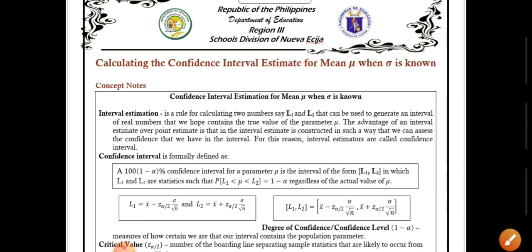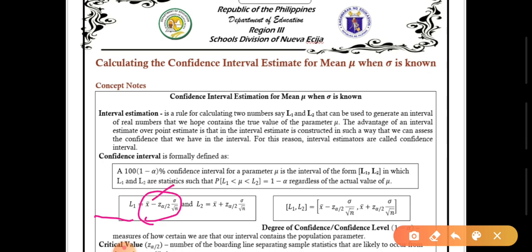The representation of it is this one, L sub 1. In order to get L sub 1, we have to substitute the given values: x bar minus z sub alpha over 2 times standard deviation over square root of n. As you have noticed, the only difference is that this one is subtraction and this one is addition.